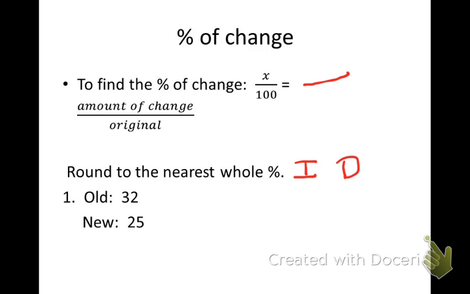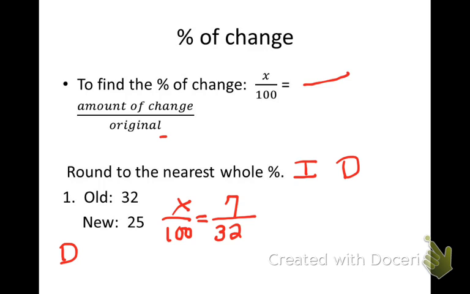If it was 32 and now it's 25, did it increase or decrease? It did decrease, and if you just want to put a D, that's fine by me. So we're trying to find the percent of change, so we know we're going to have x over 100 because we don't know our percent. How much did it change by? Well, if it was 32 and now it's 25, you can find the amount of change by subtracting the two and get 7, and then the original amount always goes on top, which in this case is 32.